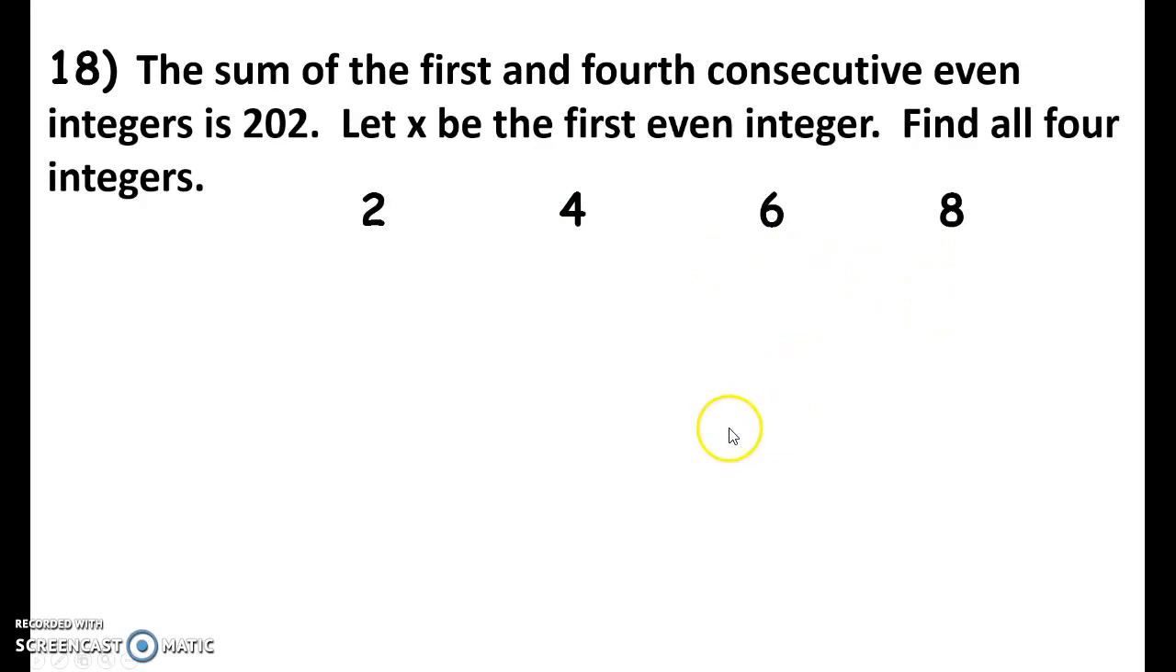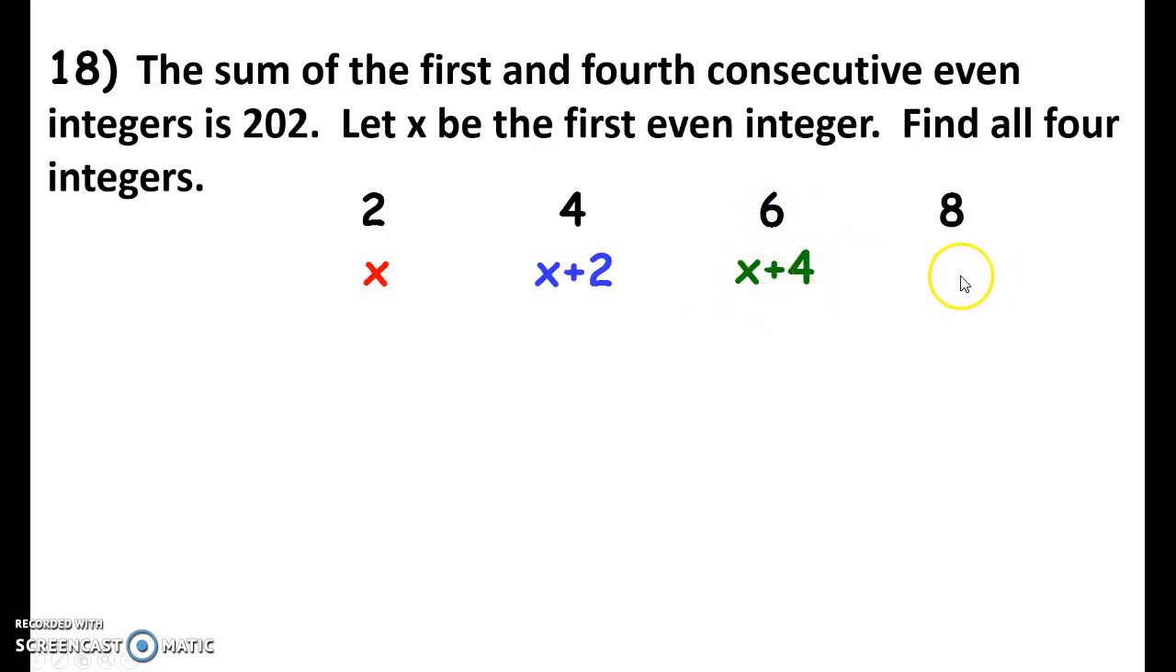2, 4, 6, and 8, those are all even integers. I'm going to let the x be the first even integer. Now, what's the relationship between 2 and 4? Now, 4 is 2 bigger than 2, so 4 is x plus 2. Now, 6 in terms of the smallest integer is how much bigger? Yeah, that's 4 bigger. But we really don't know that the first integer is 2, so we'll call it x plus 4. That's the next even integer.